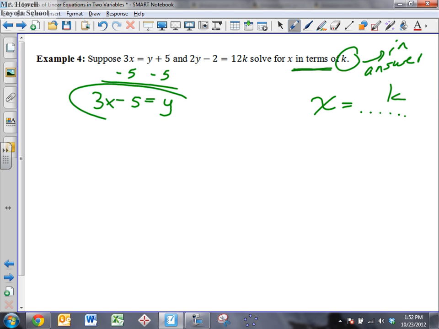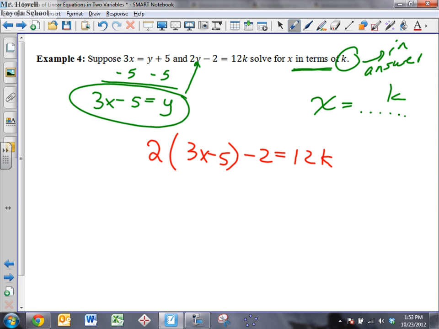That's what y is in terms of x, 3x minus 5. And then you're saying take that and plug it in right over here, right? I would do that. That works for me. So we have 2 parentheses, 3x minus 5, minus 2 equals 12k. And so Erickson, explain to the class why you chose to do that. What did that accomplish? Now we only have x. And? Very good.